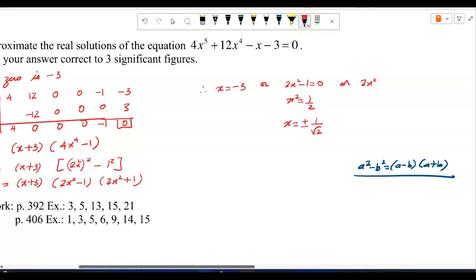Or 2x squared plus 1 is equal to 0. Solve, tell me the next step. So 2x squared is equal to minus 1, divided by 2, x squared is equal to minus 1 over 2. x is equal to plus or minus root, so that is equal to plus or minus i upon root 2, because i is equal to the square root of negative 1.